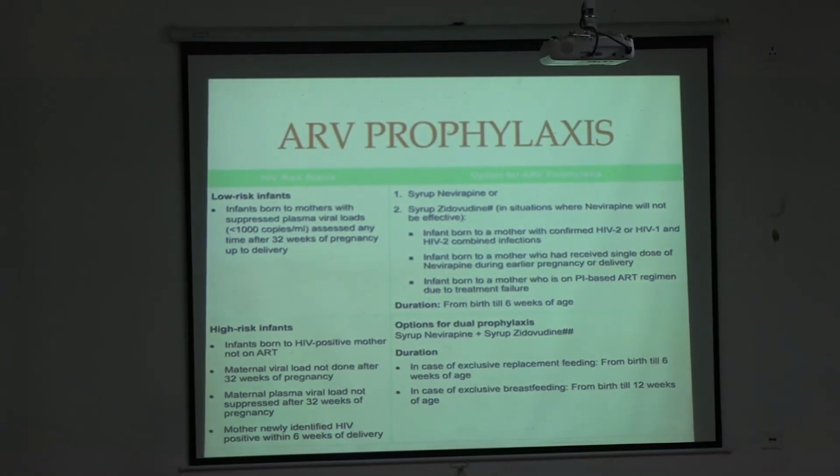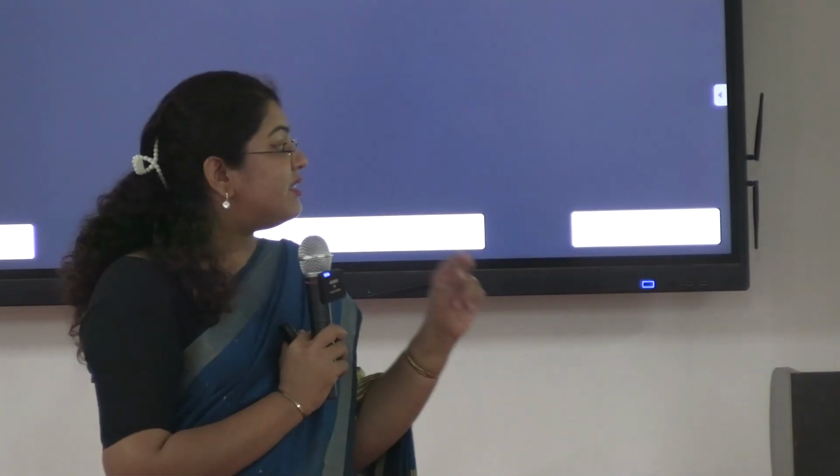Clear? Next part of the box is the high risk infant. Any infant that is born to an HIV positive mother not on ART, with very high viral load, less than 32 weeks, and also a mother who is newly identified as HIV positive within the first 6 weeks of delivery. Here the treatment will be different. How are we going to treat them? We are going to give both, there is no option. We are going to give both nevirapine and zidovudine, and the duration will be longer.